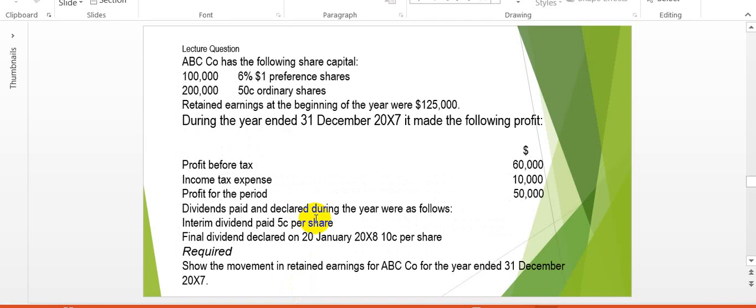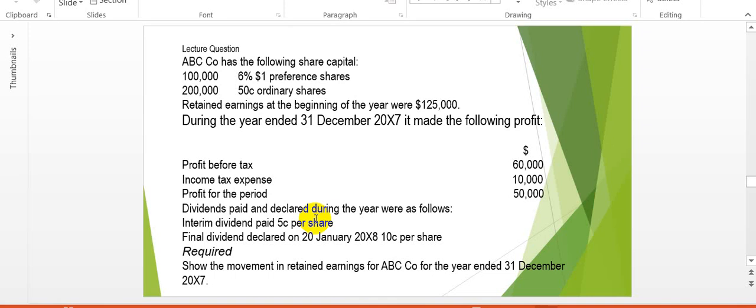Let's look at an example question. We've got ABC Corp, which has the following capital structure. It's got 100,000 6% $1 preference shares. It's got 200,000 50 cents ordinary shares. The retained earnings at the beginning of the year were 125.